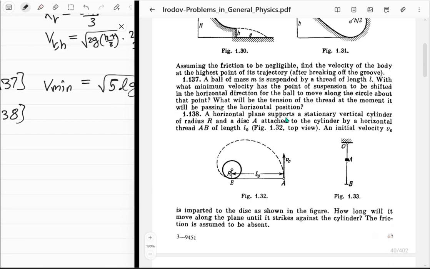Okay, 138. A horizontal plane supports a stationary vertical cylinder of radius R, and a body A is attached to the cylinder by a horizontal thread AB of length L0. So this is L0. A horizontal plane supports a stationary vertical cylinder of radius capital R. It's okay.